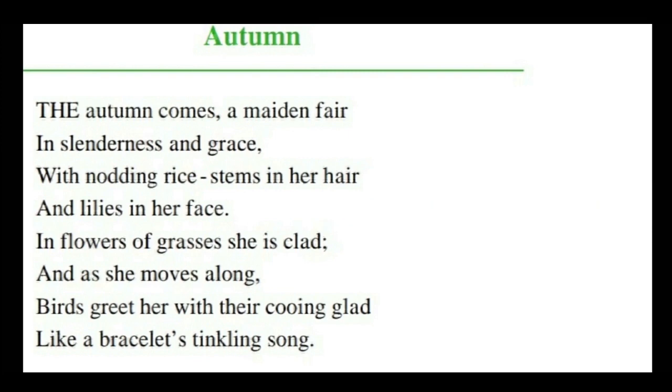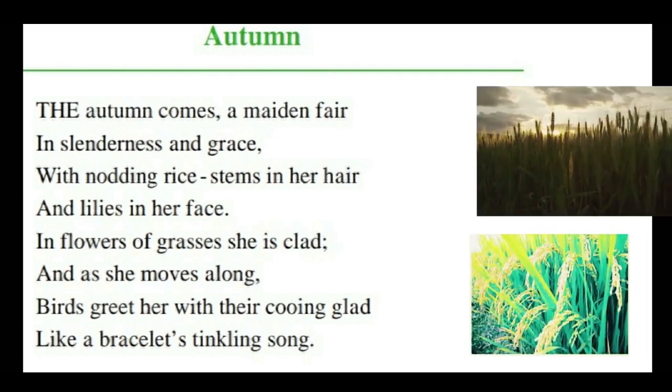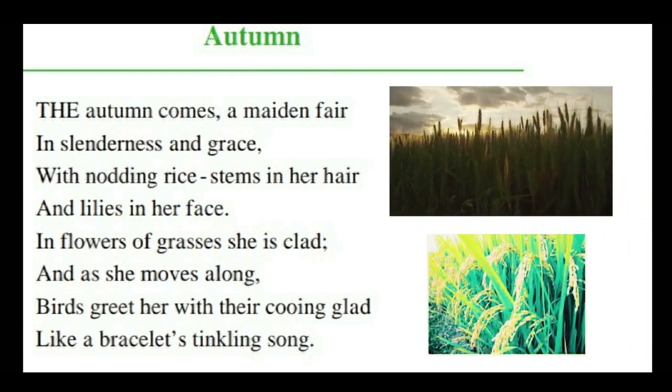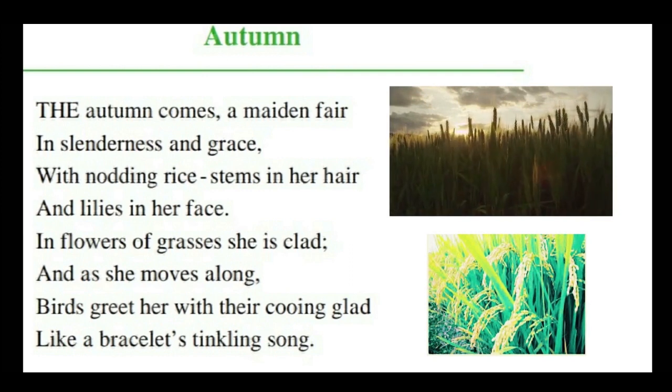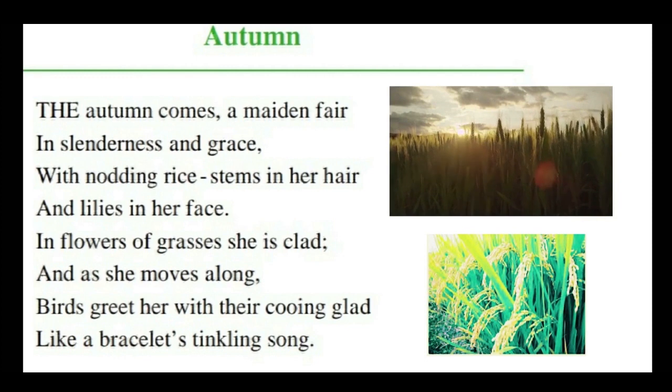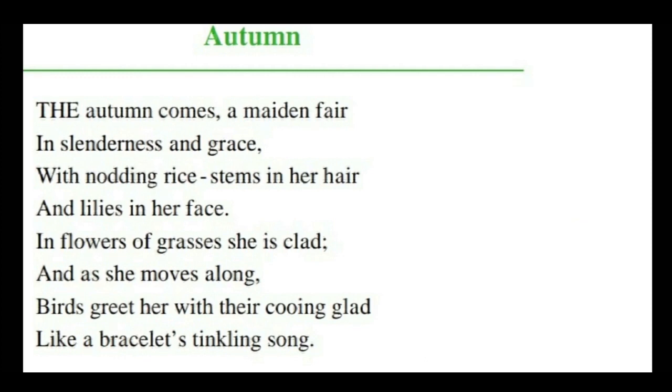The poet compares autumn to a young unmarried woman who is slim and beautiful. During autumn, the rice crop is standing tall, ready for harvest, swaying to and fro in the wind. The poet describes this in the poem by saying that the young girl is wearing rice stems in her hair.